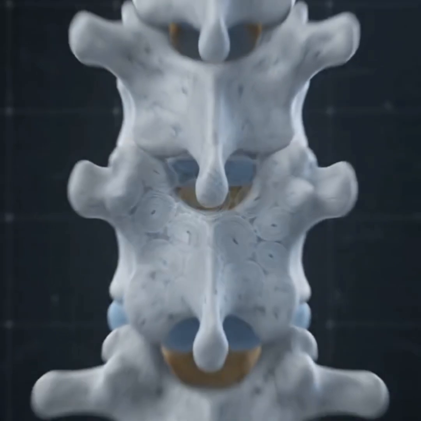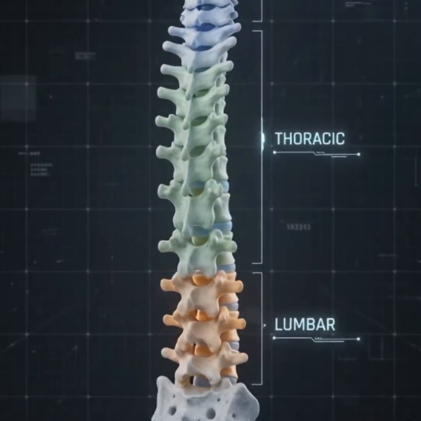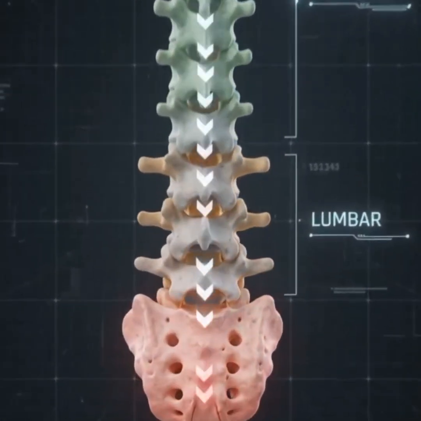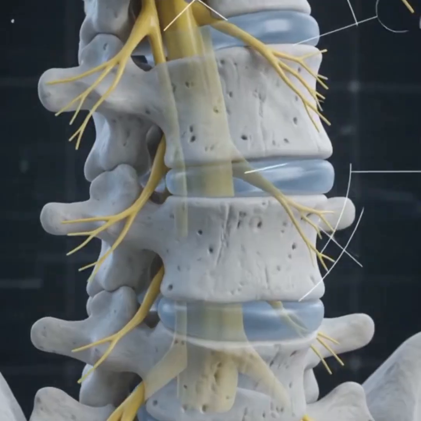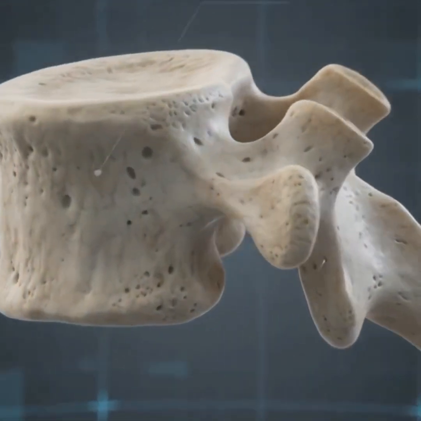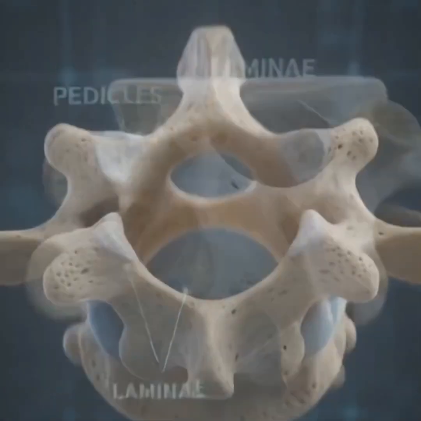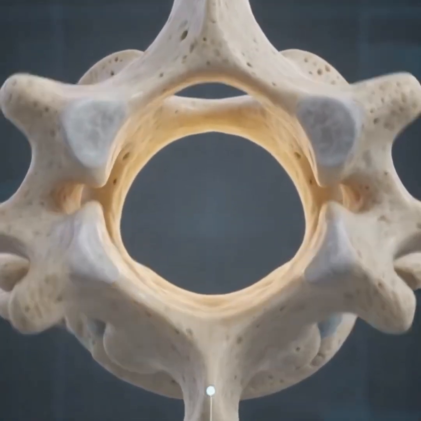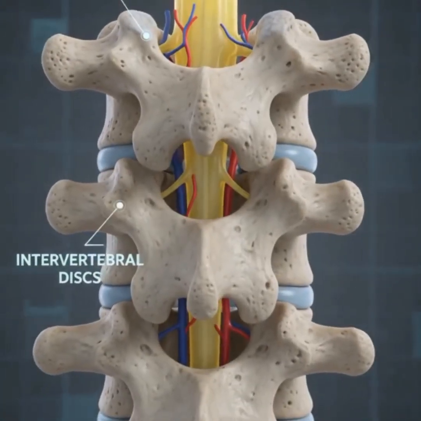The spine consists of 33 vertebrae. It features cervical, thoracic, and lumbar regions. This axis provides weight-bearing and mobility. A movable vertebra has a body and an arch. The arch is formed by pedicles and laminae. Together they form the vertebral foramen. Aligned, these form the protective spinal canal.